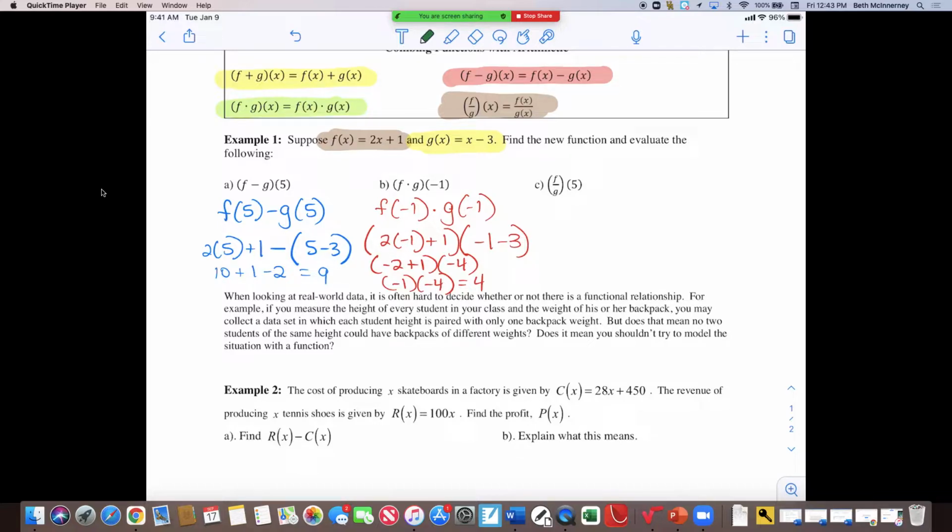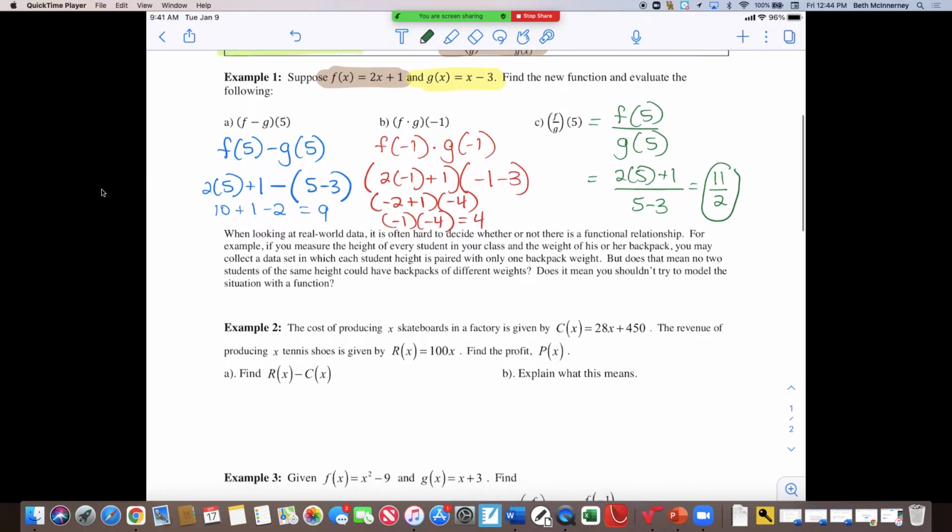Let's look at letter C, f divided by g of 5. So this is just the way that we say f of 5 divided by g of 5. Well, f of 5 is 2 times 5 plus 1. G of 5 is 5 minus 3. So I get 11 over 2, final answer.